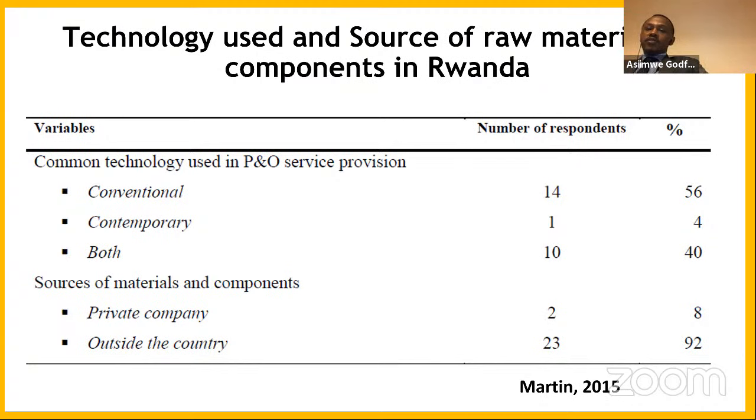So let me also talk about the technology used in Rwanda. As Martin's research showed, in different centers they use conventional technology, which is the ancient one, but some of them are trying to come up with contemporary technology, which is the current. But when I say current, it is just lamination sockets and using different modular components. Some of these materials are bought privately from private companies, and others come from abroad. There are no manufacturing companies in Rwanda which make P&O materials, but most of them are shipped from abroad or bought on a private basis, which creates a high cost of P&O services and sometimes leads to delays in service delivery.